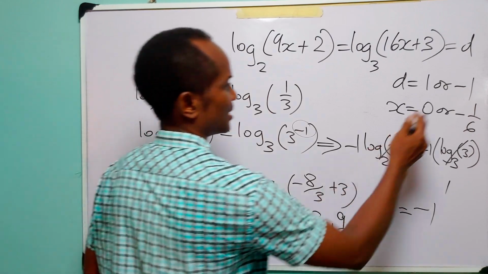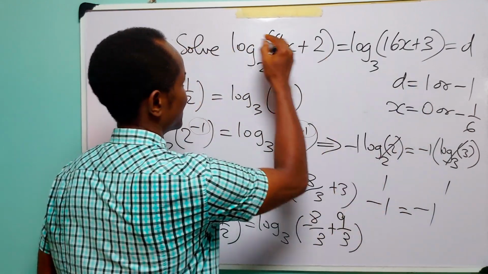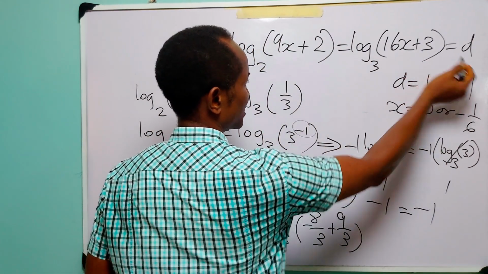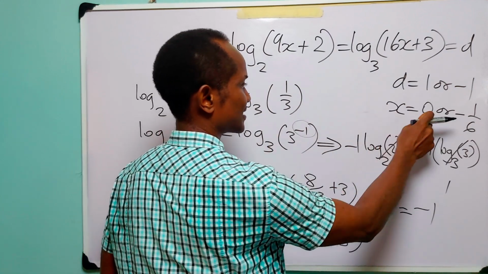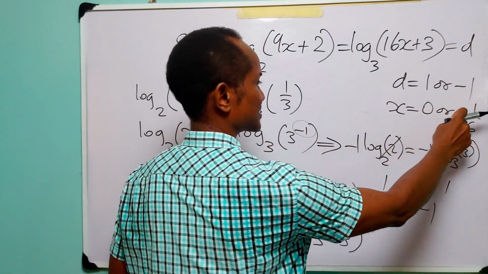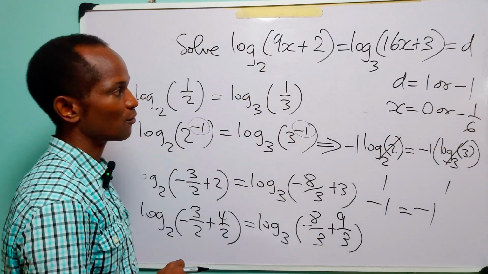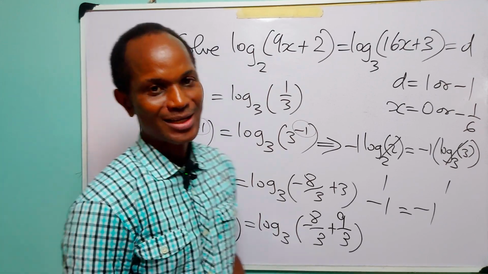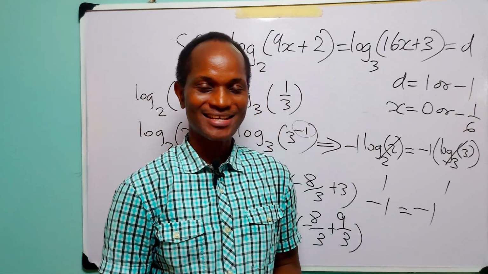So we have that the two values of x that satisfy this logarithmic equation are x equal to 0 or x equal to minus 1 over 6. And with that, we come to the end of today's exercise.